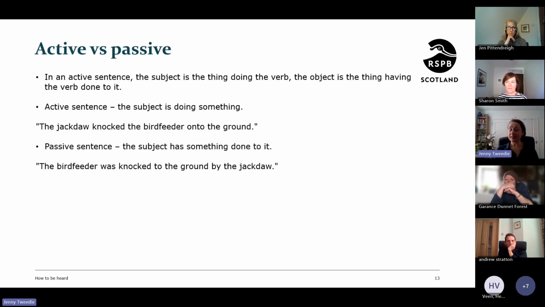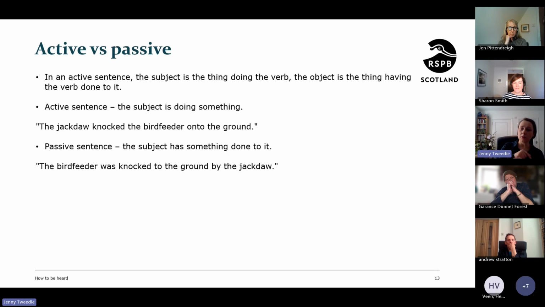So there's something called the active and the passive voice, which you may have heard about previously. An active sentence is where the subject of the sentence, so that's the thing the sentence is about, is the thing doing the verb, and the object is the thing having the thing done to it. The easiest way to describe this is to actually show you an example. So in this sentence, we've got the jackdaw. The jackdaw is the subject of the sentence, so it's the thing doing the thing. And it knocked the bird feeder to the ground. So that's an active sentence.